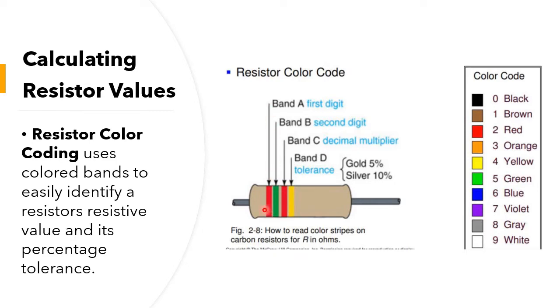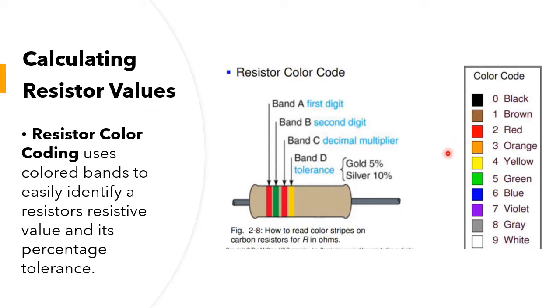So from the left, it is what we call the band A, which is the first digit for the value. Next color is the band B, which is the second digit for the value. And then third is the band C, our digital or decimal multiplier. And the band D for tolerance. So here's the code for our resistor.